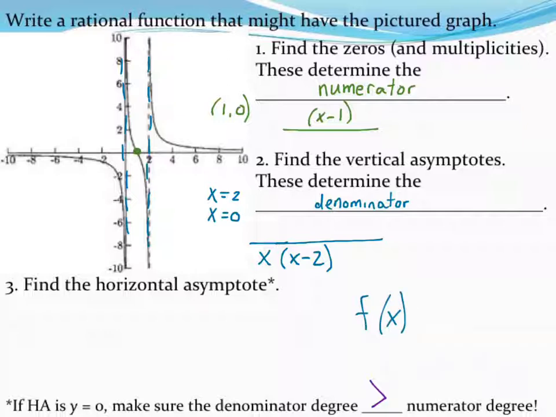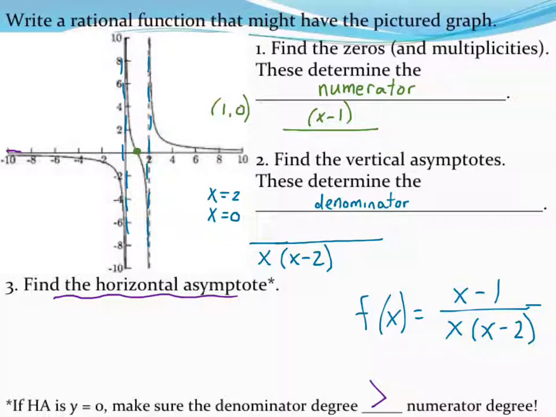I'm going to say f of x equals, my numerator is x minus 1. My denominator is x times x minus 2, which I could multiply out if I want to, but I don't really want to. And then the final piece of this puzzle is to see if there's any fine-tuning that we'll need to do. To do that, we have to take a look at what the horizontal asymptote is, because remember, that depended on what the degrees were and various things like that.